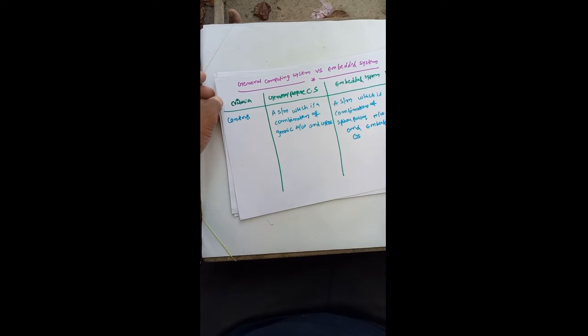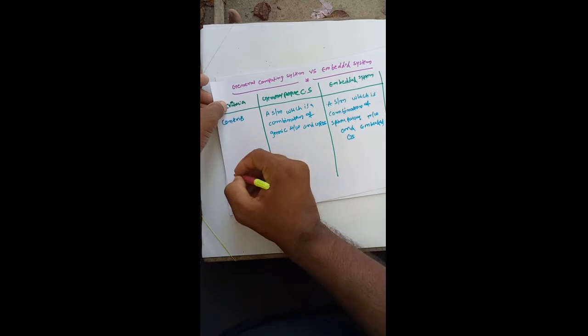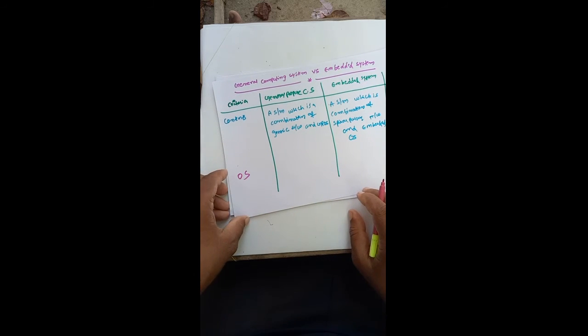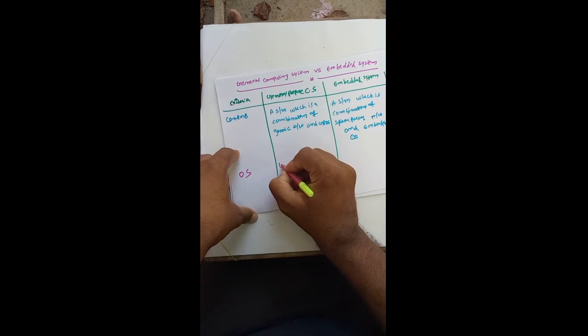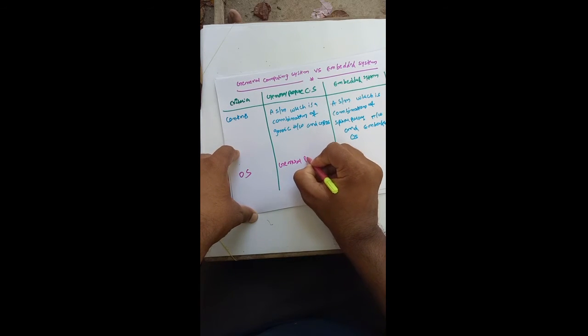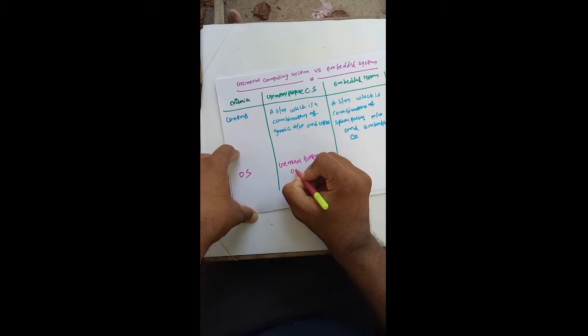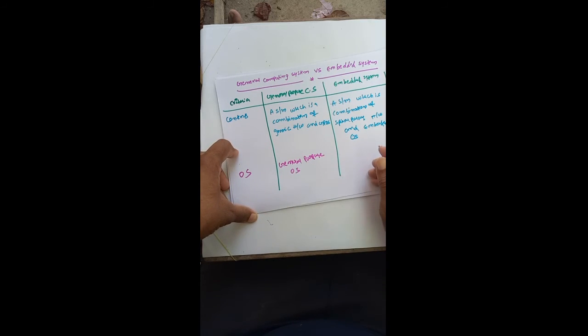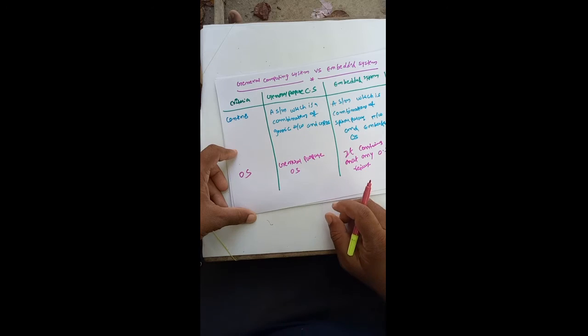Next is the OS, the operating system. A general purpose computing system contains a general purpose operating system. In an embedded system, an operating system is not always required.